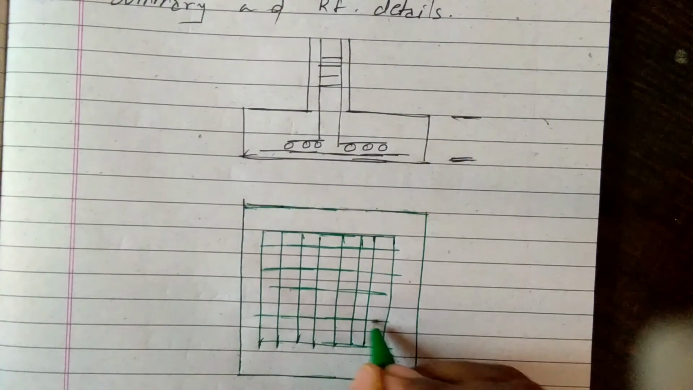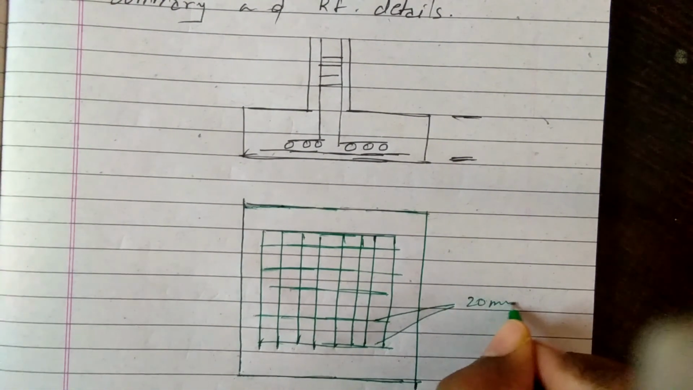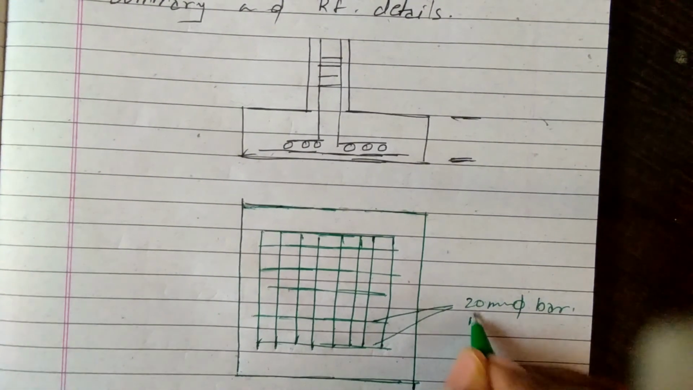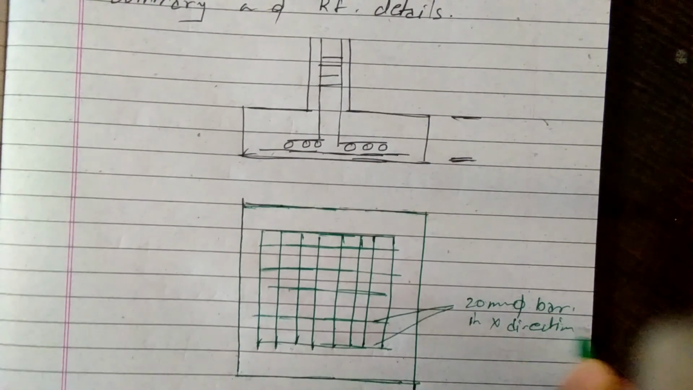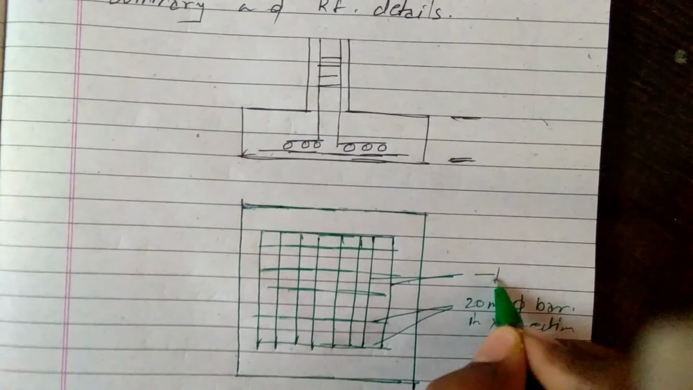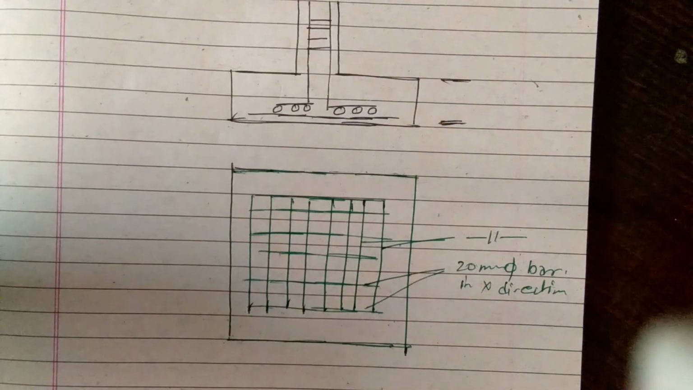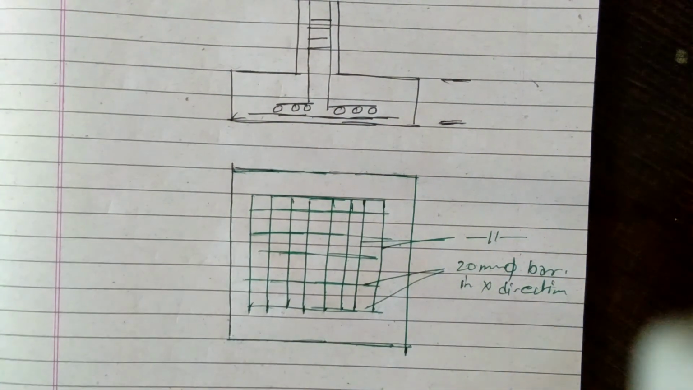For example, we have provided 20 mm diameter bar in X direction and the same in the Y direction. Okay, you have to denote this. This is how the actual design procedure of the footing is given.